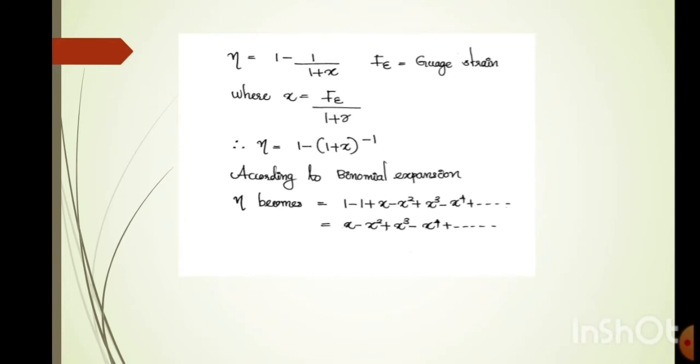Eta can be written as eta is equal to 1 minus 1 by 1 plus x, where x is equal to F epsilon by 1 plus r. Eta is equal to 1 minus (1 plus x) the whole raised to minus 1. According to binomial expansion, eta becomes 1 minus (1 plus x minus x square plus x cube minus x raised to 4 plus etc.), which is equal to x minus x square plus x cube minus x raised to 4 plus etc.